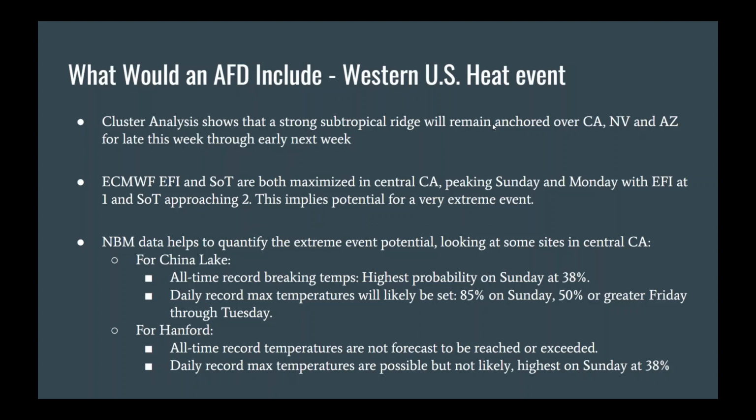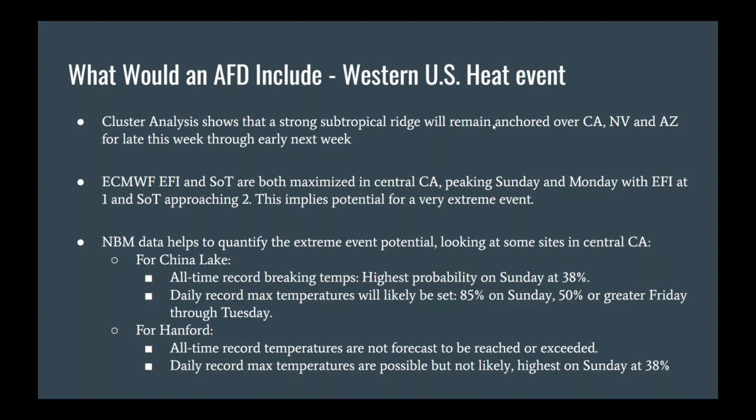So just to put it all together, what we've mentioned about this heat event, putting together what Andy has mentioned for the cluster analysis and the European EFI, and what we've looked at in the NBM. So what would an AFD include? Well, the cluster analysis shows that a strong subtropical ridge will remain anchored over California, Nevada, and Arizona for late this week through early next week.